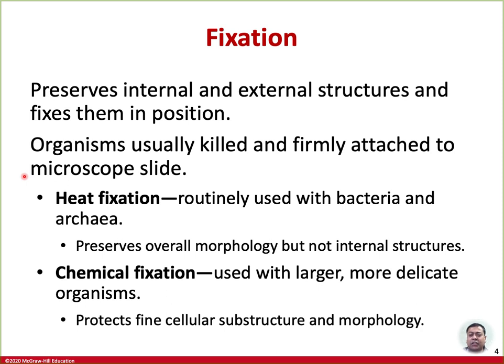And there are two fundamentally different types of fixation. One is heat fixation and the other is chemical fixation. Heat fixation is routinely used to observe the bacteria and the archaea, and typically a film of cells, which is called a smear, is gently heated. So how do you make a smear? You take a drop of water, and into the drop of water you mix a little bit of bacteria with a loop and gently make a smear. It's a thin film, which is very slightly milky in color, and you allow it to air dry.